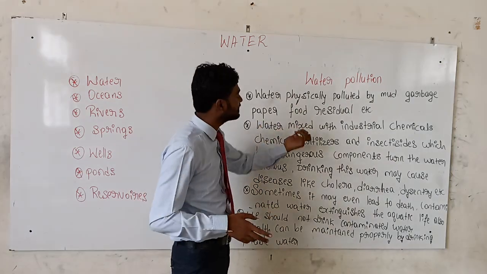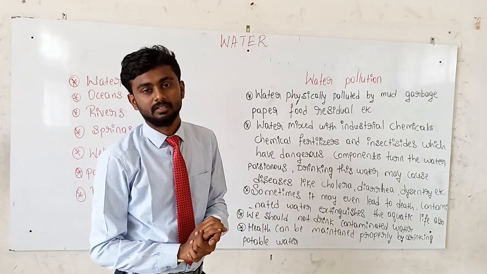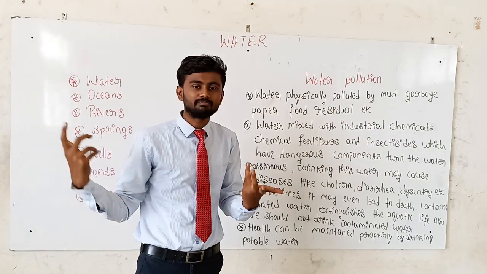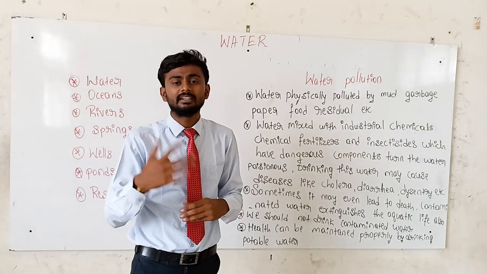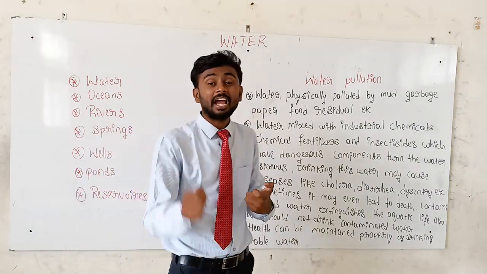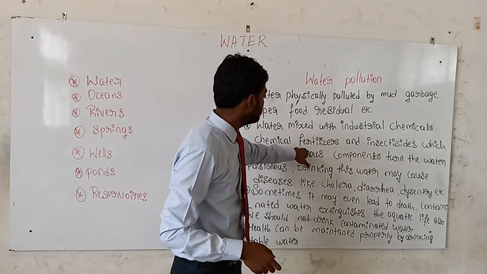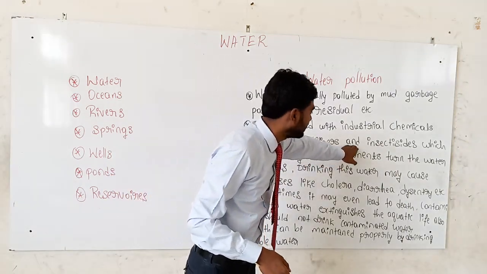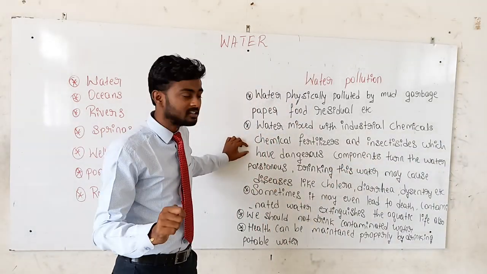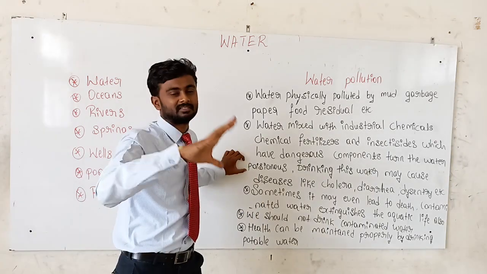First of all, the water mixed with industrial chemicals. Do you know what industrial means? Like factories. You can see several industries in our Budor surroundings. Yes, sir. The water is mixed with industrial chemicals, chemical fertilizers, and insecticides, which have dangerous components that turn the water poisonous.